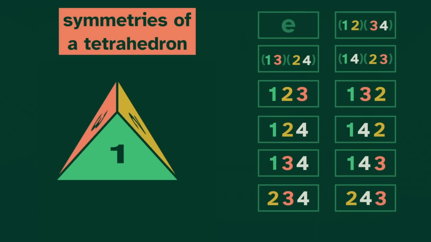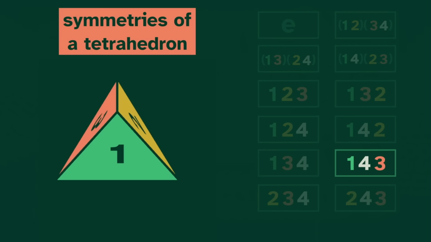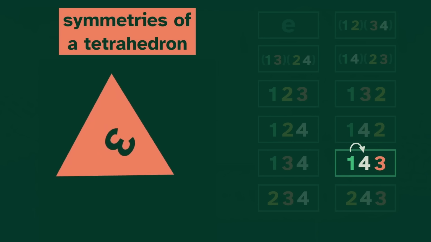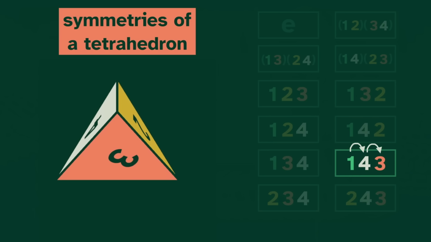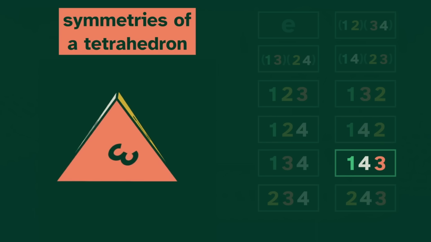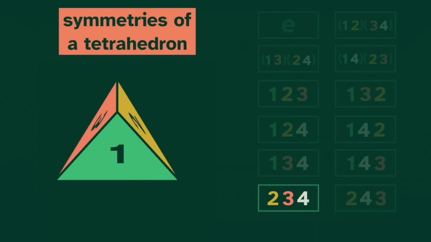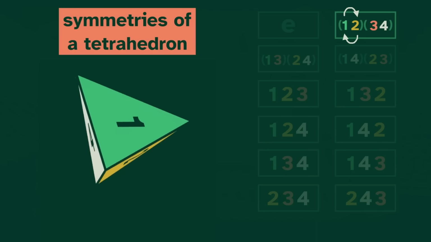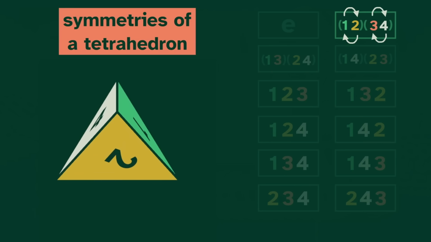Here they are. (1 4 3) means that face 1 goes to face 4, which goes to face 3, which goes back to 1. And this also means that face 2 just stays in the same spot. So what does this element mean? 2 goes to 3, which goes to 4, which then goes back to 2. Yes, and then this element means that 1 swaps with 2 and 3 swaps with 4.